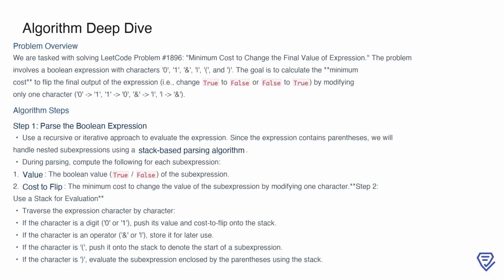As we traverse the expression, digits like 0 and 1 are pushed onto the stack along with their respective costs to flip. Operators are stored for later use, and parentheses are handled by marking the beginning of a nested sub-expression. When we encounter a closing parenthesis, we evaluate the sub-expression within it using the stack. By working in this structured way, we can handle the complexity of nested expressions step by step.